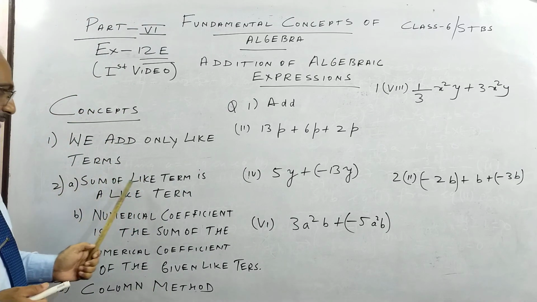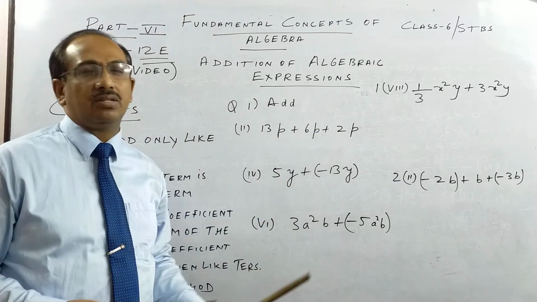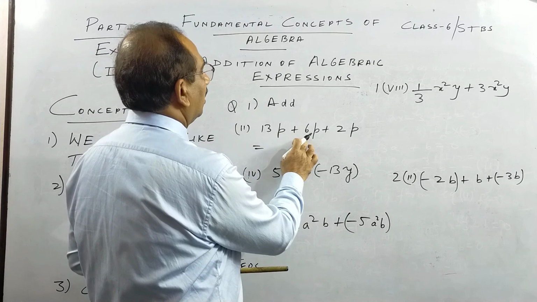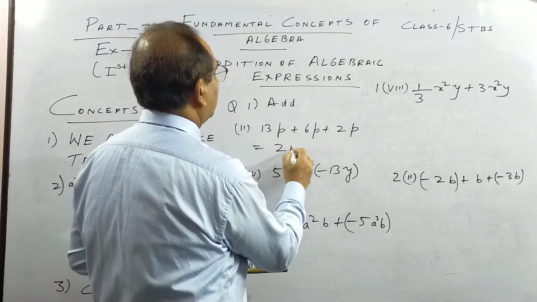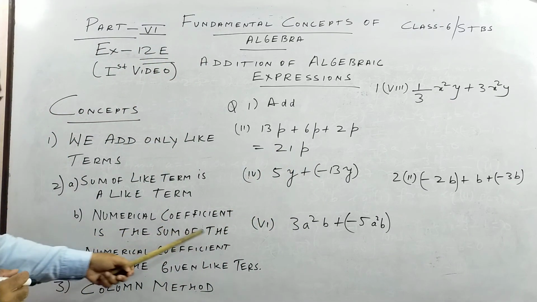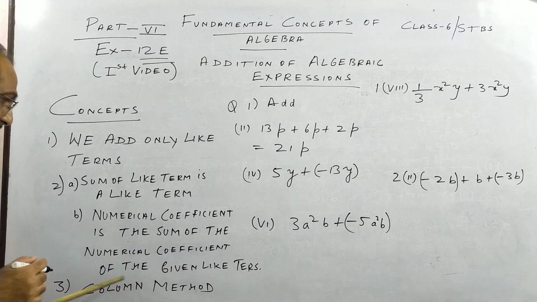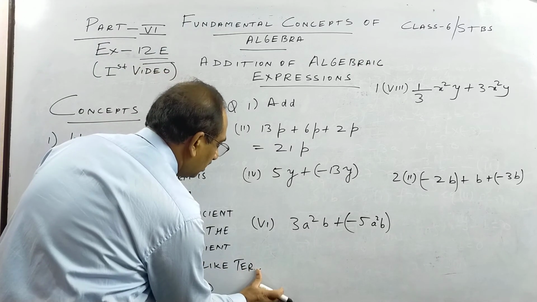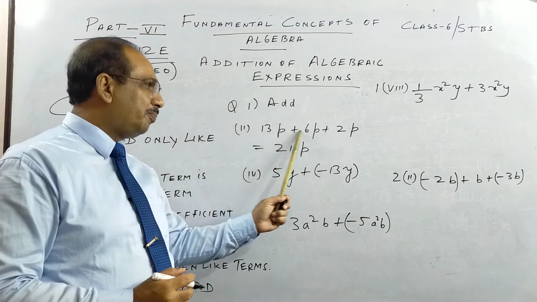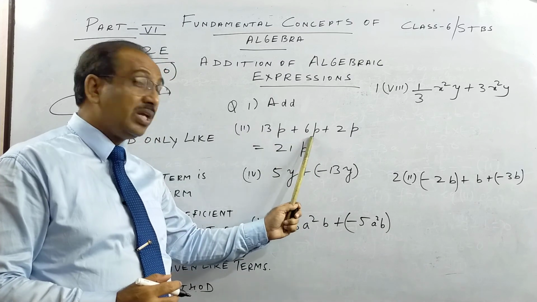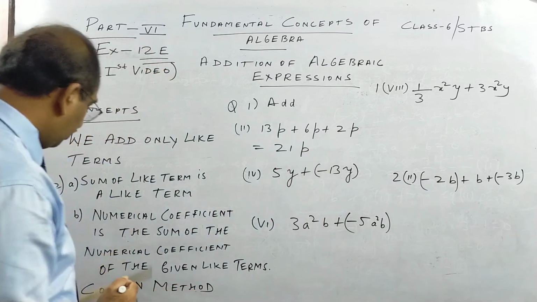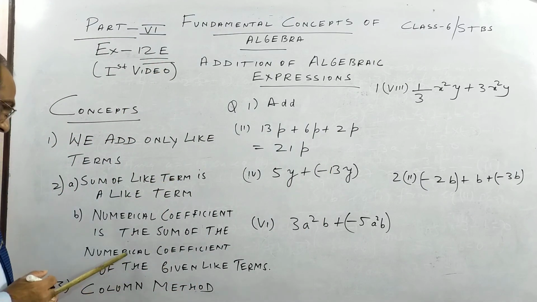Then what we do, children? Sum of like terms is a like term. So when you add P and P, the answer will be P. So see here, first question: 13 plus 6, 19 plus 2, 21P. So sum of like terms is a like term. Numerical coefficient is the sum of the numerical coefficients of the given terms. So P and P, the answer is P only, but you add the numerical coefficients, 13 plus 6, 19 plus 2, 21. This is what I have said. What is written here, I have done over there.